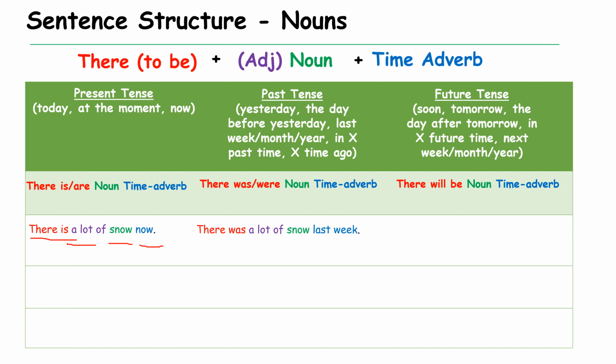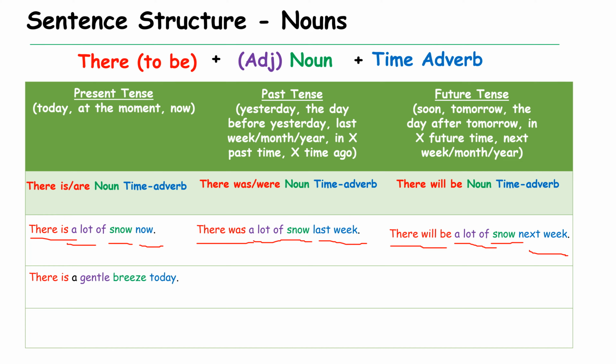There was a lot of snow last week. Once again, we started the sentence with there was, which is in the past tense, and we have an adjective, a lot of, and then we follow with a noun, snow, and then we have the time adverb last week. There will be a lot of snow next week. Once again, we start with there will be in the future tense, and we have the adjective, a lot of, and then we follow with a noun, snow, and next week, which is the time adverb.